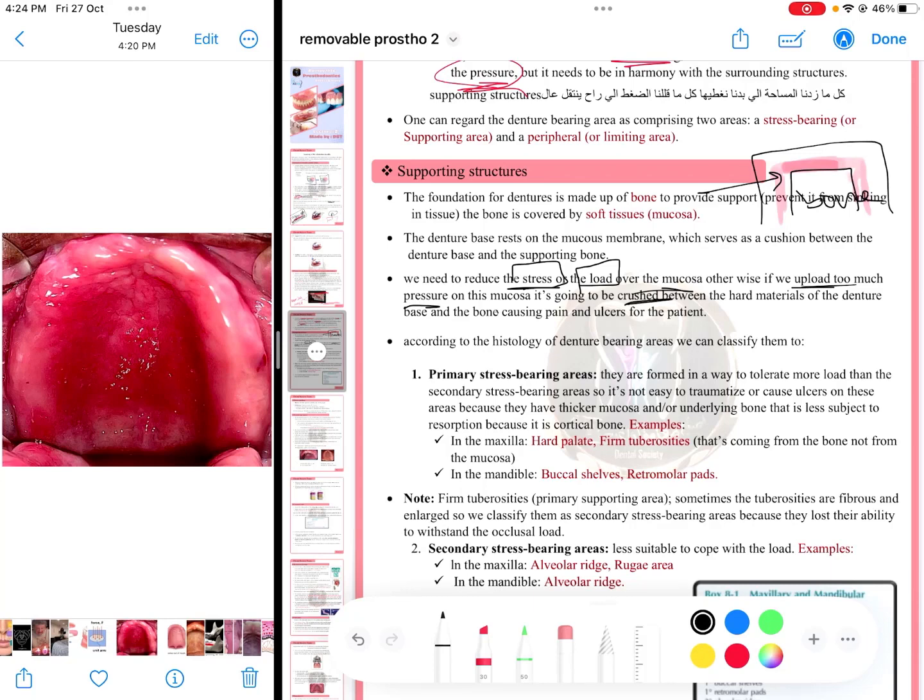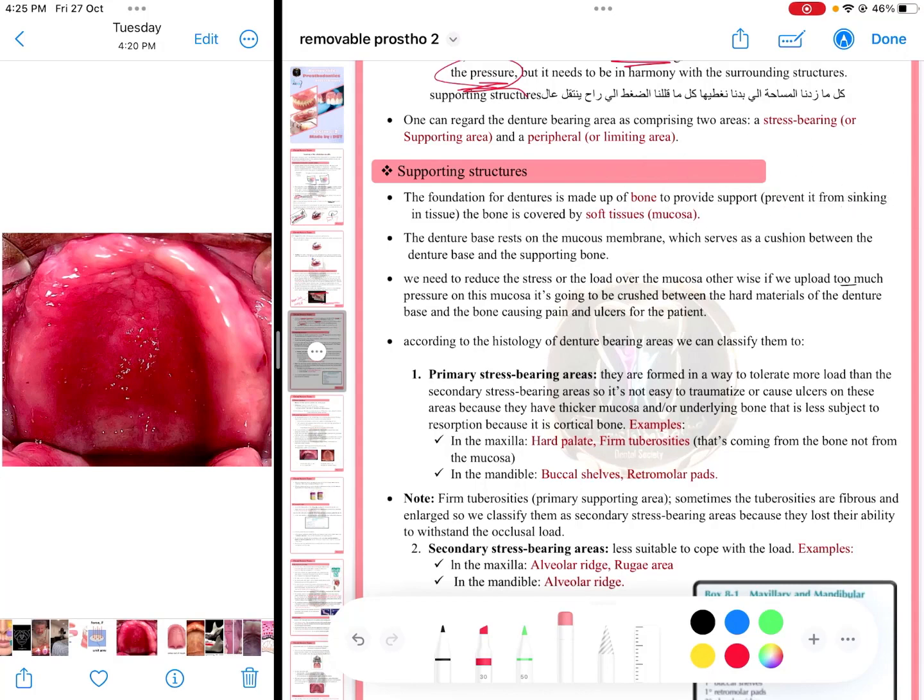Okay, and if it's crushed, what will happen, as we see in the left picture, is it's going to inflame, swell, irritate, whatever. And the hard material of the denture base and the bone will cause pain and ulcer for the patient, okay? So if the pressure is a lot, it will crush and hit the bone, or the load will transfer to the bone, causing pain and ulcer and so on, okay?